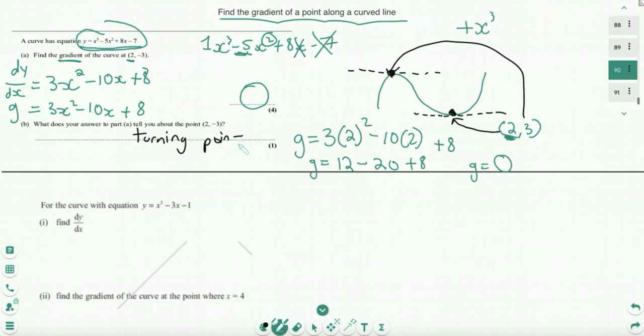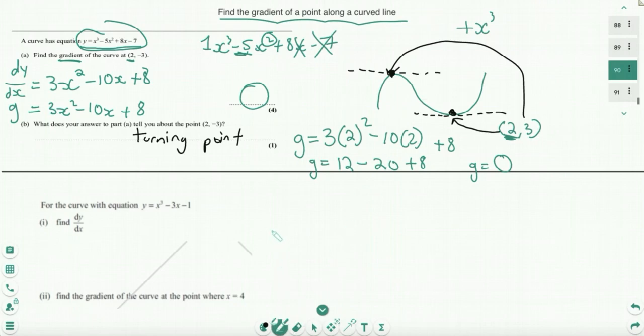So (2, -3) is a turning point because before our point (2, -3), the gradient is positive and then it becomes negative. And then before this point here, the gradient's negative and becomes positive. So (2, -3) is a turning point. Let's look at the next question.